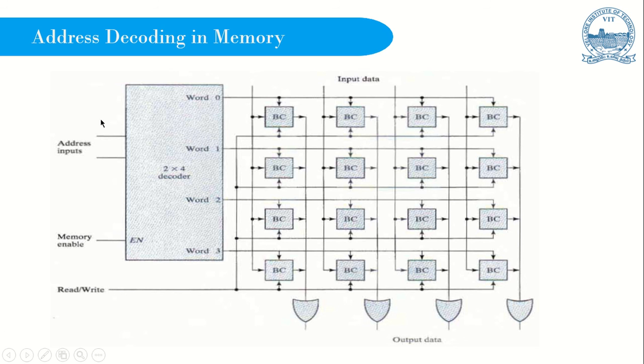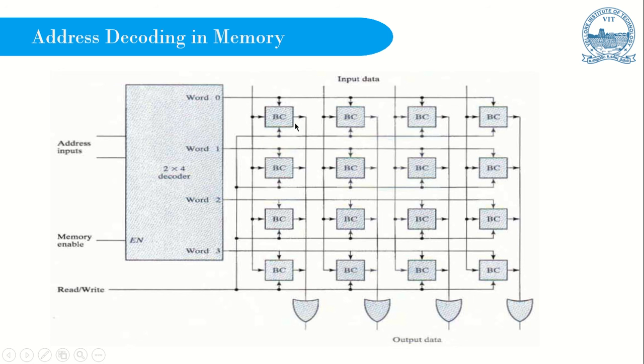So basically, while addressing a memory, the address inputs are applied to an n to 2 to the power n decoder. The decoder is one of the major elements in the memory. Why? Because it decodes the address location or the data location. Once decoded, for example, if I keep 00 as my input, then word 0 will be selected. This particular output will be equal to 1, means the binary cells corresponding to this row are selected, and then according to the read or write signal, we can either write data into the binary cell or read data out of the binary cell.